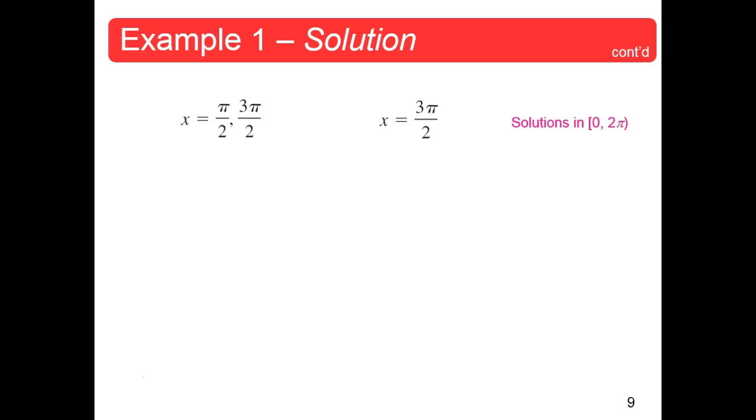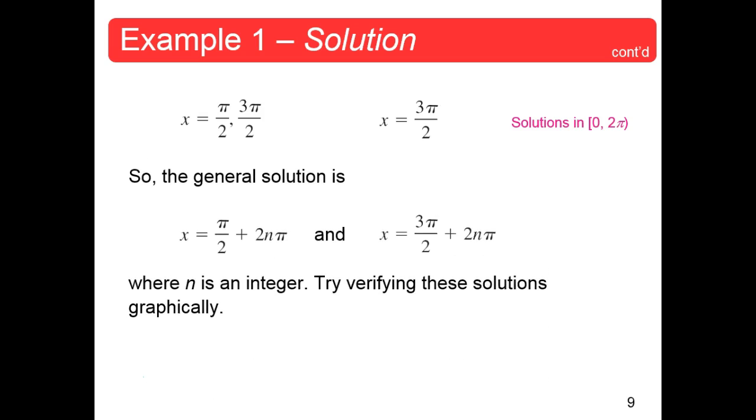See, the difference between those two is pi, right? 3 halves pi minus 1 half pi is 2 halves pi, which is pi. So that's just every pi then. But they put them this way, general solutions: pi halves plus 2n pi, and 3 halves pi plus 2n pi, which you could have just written as pi halves plus n pi, for n any integer.